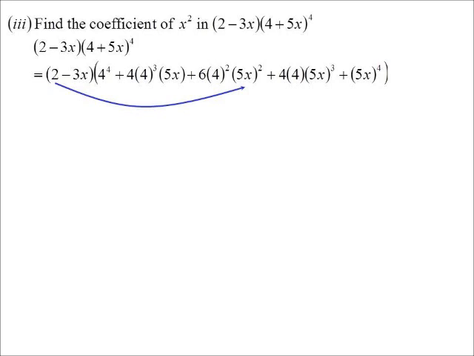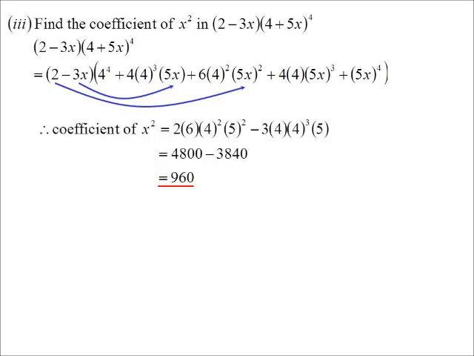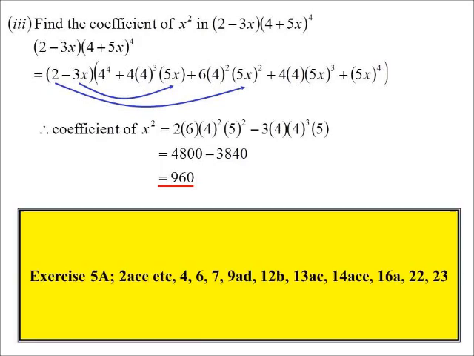If I know that the term with x squared, its coefficient is 6, the two powers have to add up to be 2, so the 4 must be squared as well. And then I could do a similar thing with the 3x. It must be multiplied by the term that has x in it. So 4 must be to the power of 3, because powers add up to give 4. And I just look at those two terms, and they turn out to be 960. So I don't have to expand the whole thing out. I'm only interested in the terms that will produce x squared. Okay, 5A.